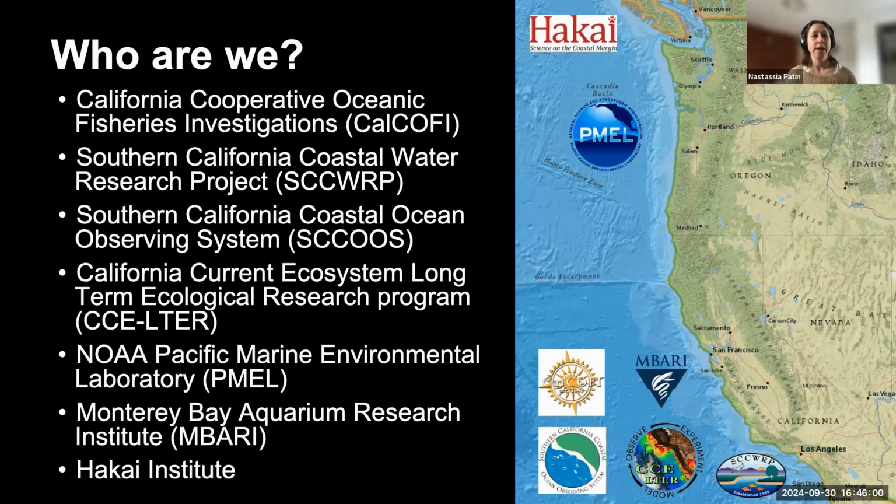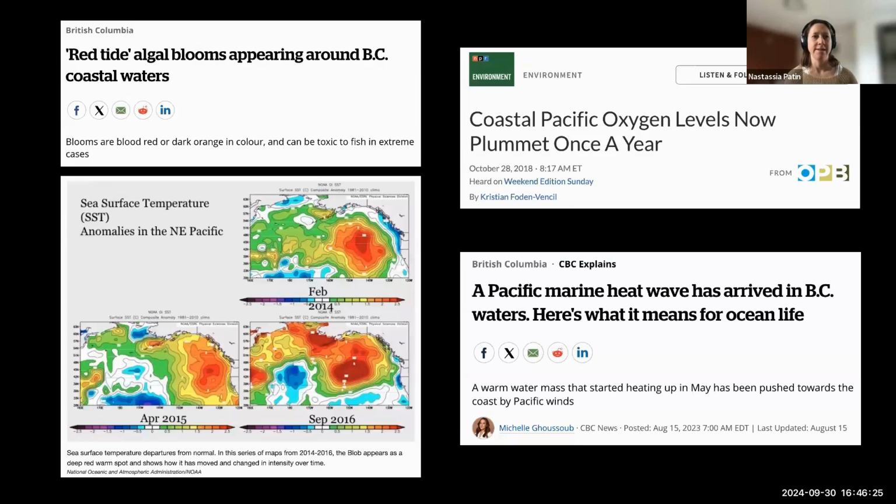And so at the West Coast OBON, we are this network of networks, this conglomeration of groups that are going out with the common goal of observing biodiversity in the ocean, and we are bringing everyone into the same room so that we can start to intercalibrate and intercompare our data sets.